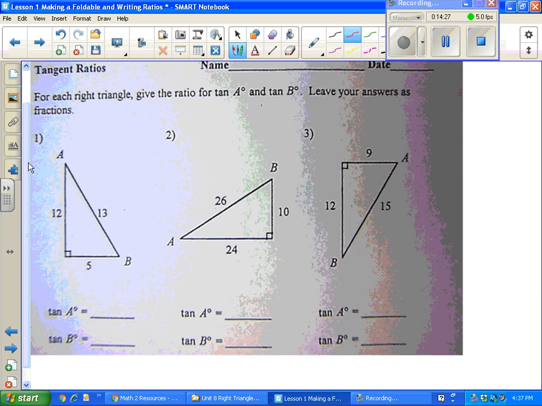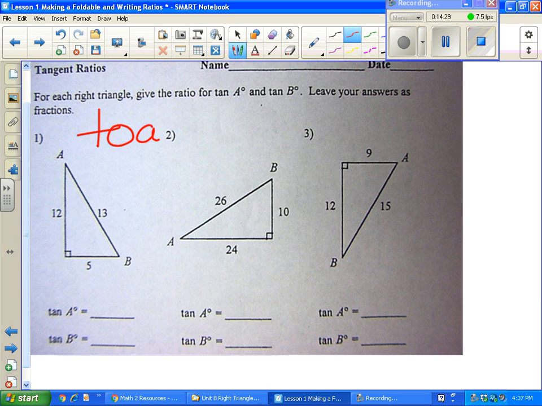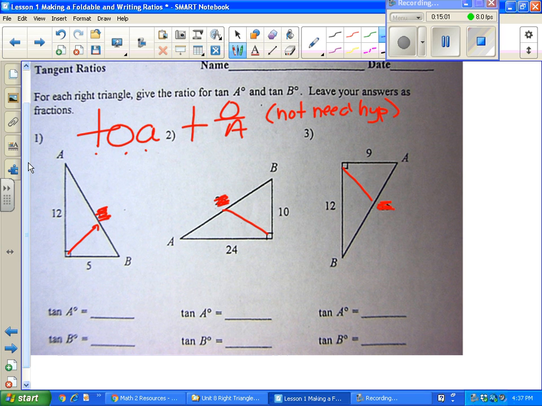Okay, tangent. Tangent is TOA. TOA means tangent is the opposite to adjacent, O over A. So I do not need hypotenuse at all. I'm going to ignore hypotenuse in all of these because they're only doing tangent right now. I look and find my hypotenuse is 13, I don't need it. I look and find 26, I don't need it. I look and find 15, I don't need it. I'm always going to find the longest side, which is across from 90, and I'm going to ignore it.